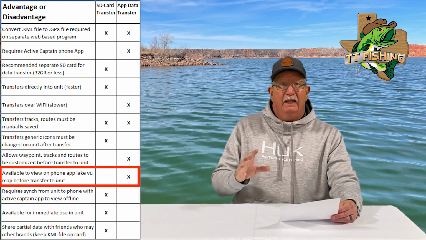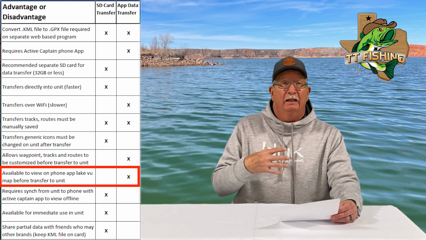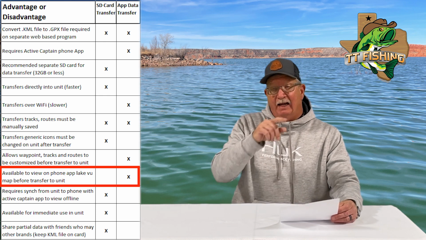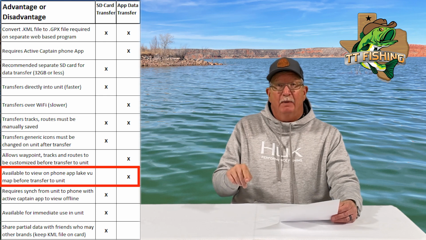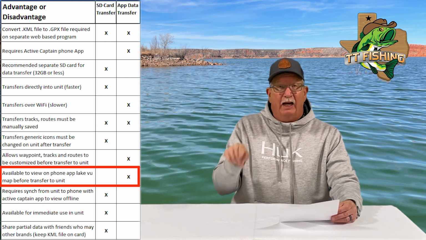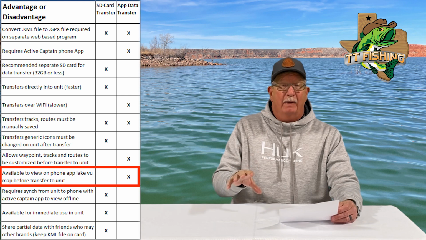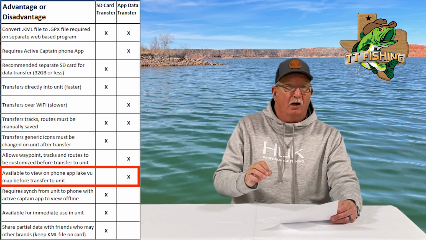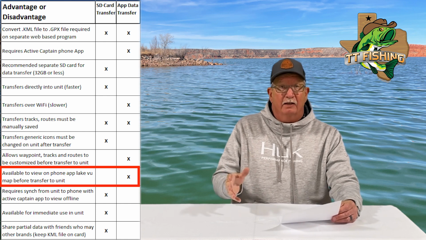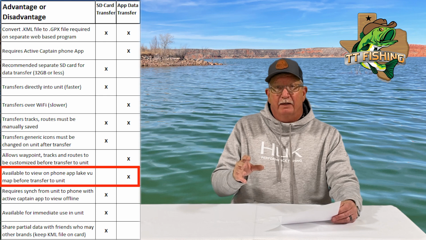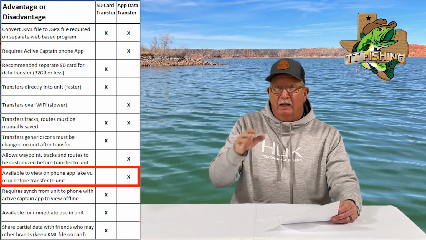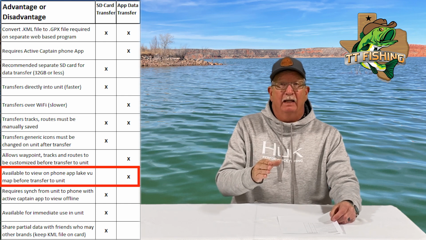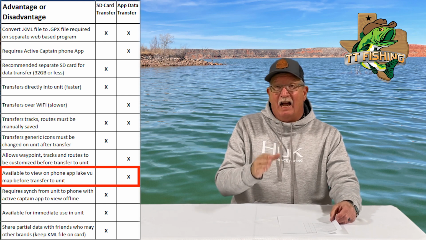Now, one of the big advantages, I think anyway, to using the app is you can go through your routes and tracks and put it on there, and you can look and make sure that you're not running into any shallow areas from your contour map. And that's a big advantage, because when you do it with the SD card, then while you're sitting in your boat, you have to kind of go through it and make sure that you're not running into any shallow areas. Remember, your map on your 93 SV or other Garmin unit is not real time.